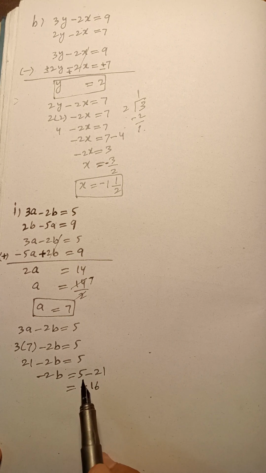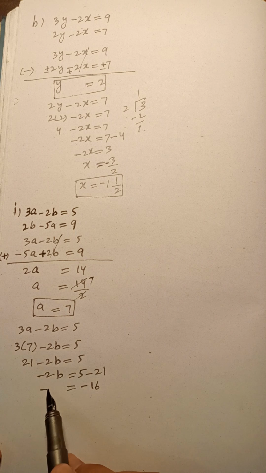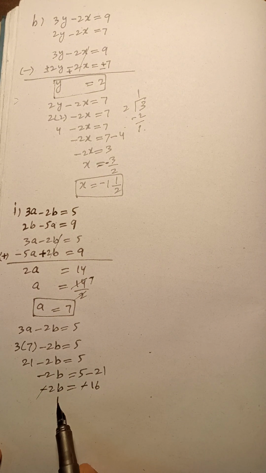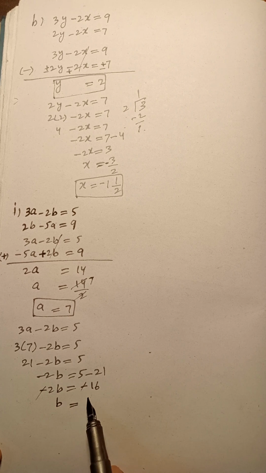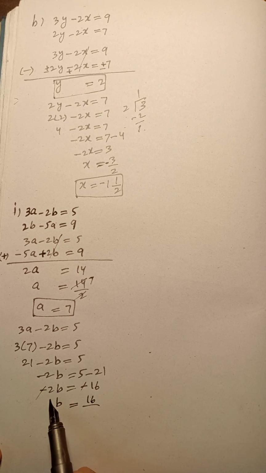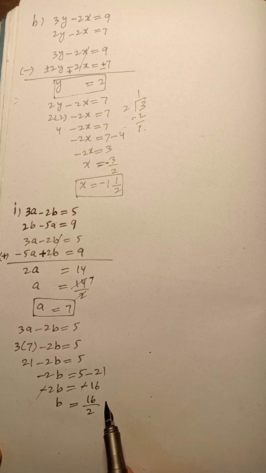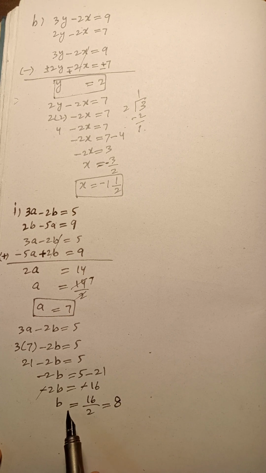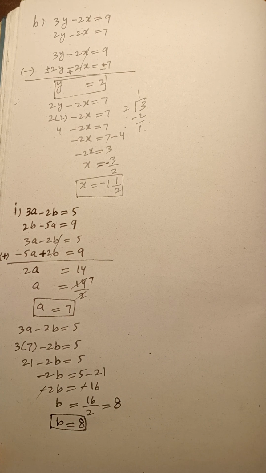21 subtracted by 5, the answer is minus 16, and minus 2b here. Cancel out this minus by this minus, and 2 will be divided on the other side because it is being multiplied here. So after dividing, 16 divided by 2, the answer is 8. So the answer of b is equal to 8. We have found both the answers.